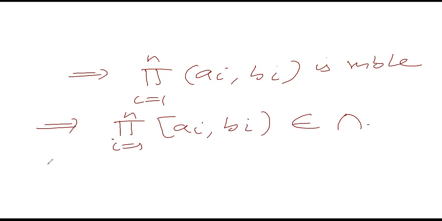As in the case of the real line, every open set can be written as the countable disjoint union of bounded open intervals, and the same is true for Rn. Every open subset of Rn can be written as the countable disjoint union of open intervals like these, which are bounded open intervals.